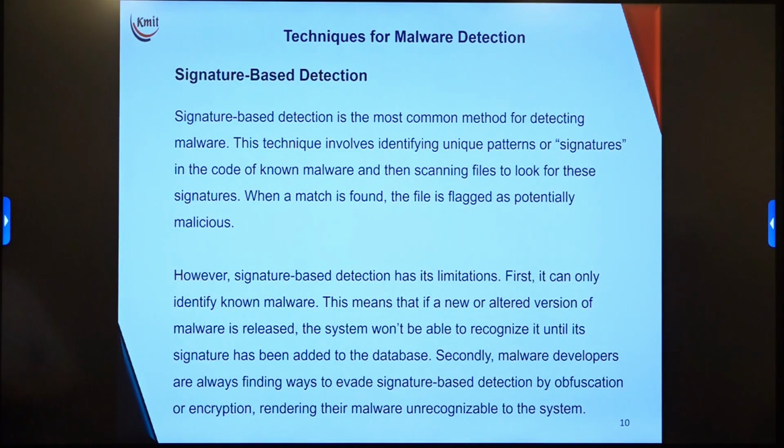However, signature based detection has its own limitation, as it can only identify known malware. If an unknown malware is there, it is very difficult for this kind of system to identify it. This means that if a new or altered version of malware is released, the system won't be able to recognize it until its signature has been added to the database. Secondly, malware developers are always finding ways to evade signature based detection by obfuscation or encryption, rendering their malware unrecognizable to the system.